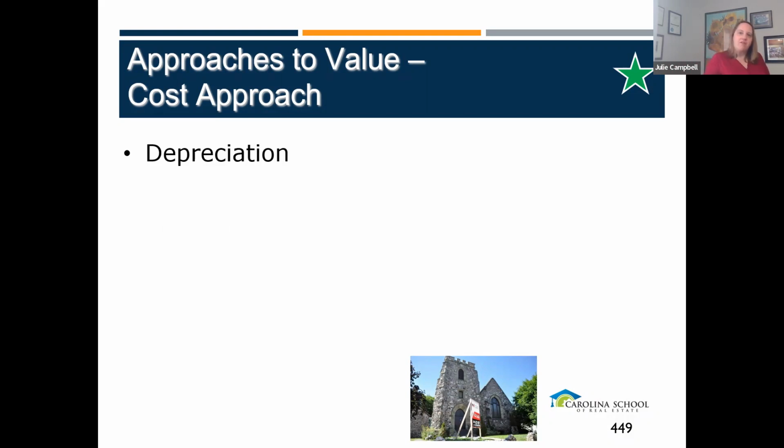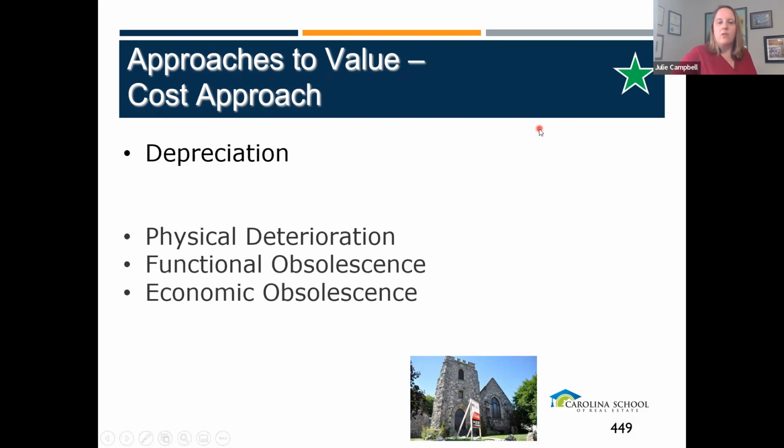Again, it's kind of like driving a brand new car off the lot. As soon as it hits the road, it starts losing value. It depreciates. And same thing with the structure. A structure 1 year old doesn't have the value that a brand new construction, just put the new roof on it kind of thing, costs. So what we're going to do now is talk about some different types of depreciation. We're going to break these down.